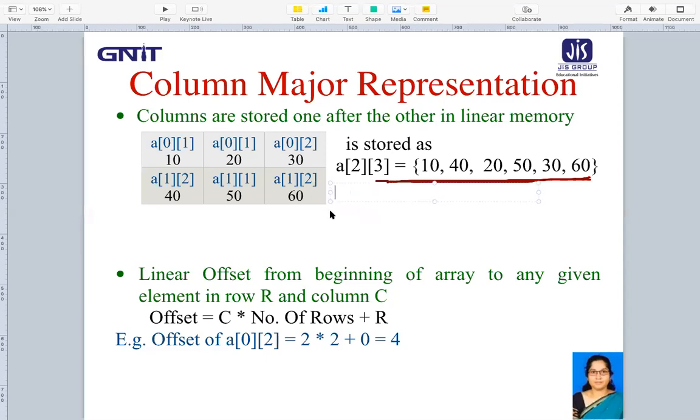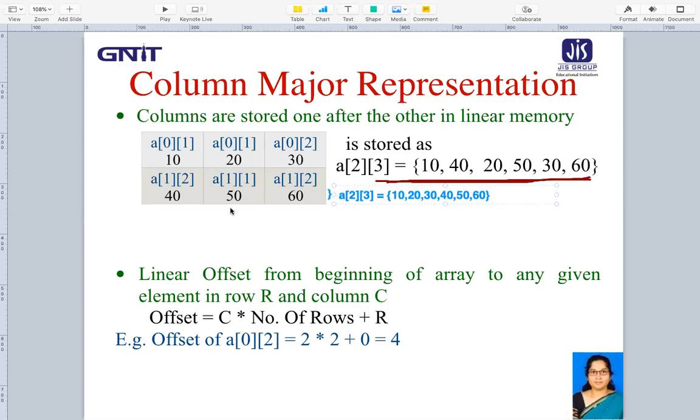In row major representation, it was like this. If you remember, it was A[2][3], and then we simply wrote 10, 20, 30, 40, 50, and 60. So this was the row major representation, in which the elements were declared in the same fashion as they are represented. But in case of a column major one, this has to be declared in this fashion. So this is the difference between the two. In case of row major, we are storing rows after rows. In case of column major, it is column after column.